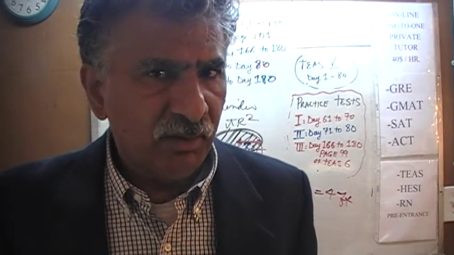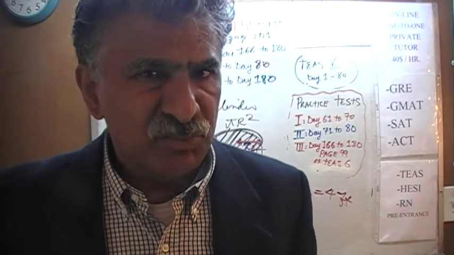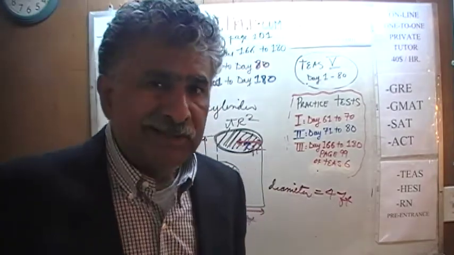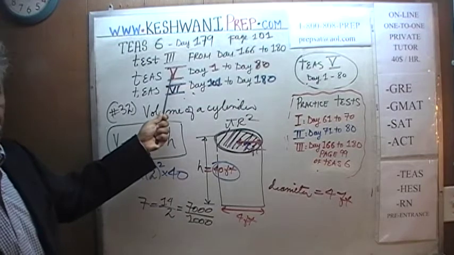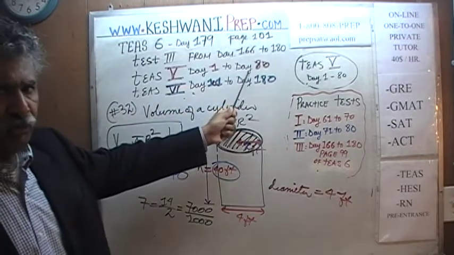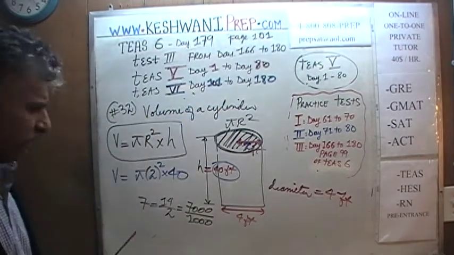Just type in irrational numbers and Keshwani, and learn that, watch that video. This topic of irrational numbers was also covered in the fifth edition, from day 1 through 80. I just don't remember where it was. Anyway, enough of the very long talk.